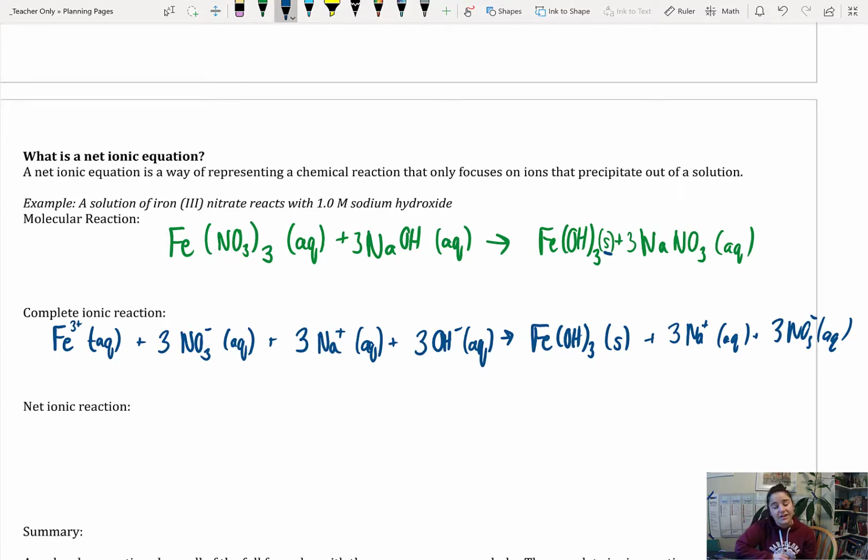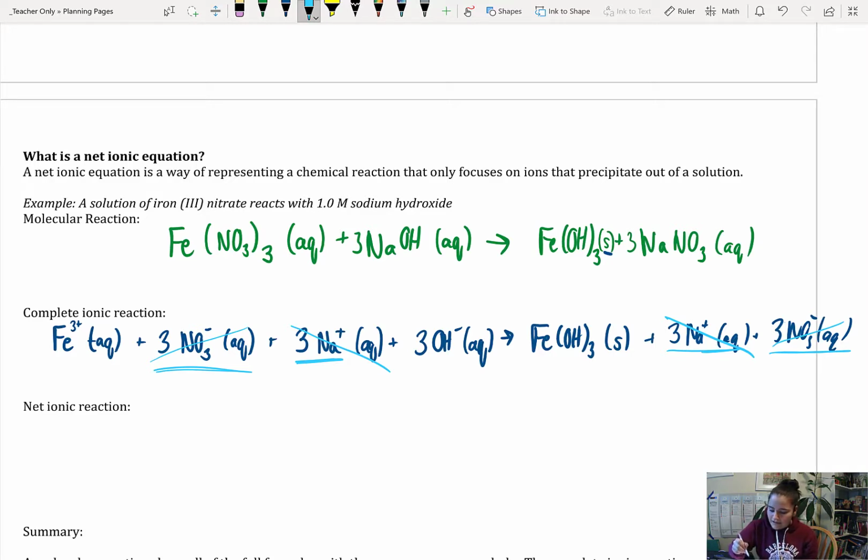Okay, that's called the complete ionic reaction. Basically, you're just taking apart the ions that do dissolve. But you guys might notice that some things are the same on both sides of the equation. We have 3 sodiums here and 3 sodiums here, so they're not involved in the reaction. Same with the nitrates. We have 3 nitrates on both sides of the reaction. So we can cancel those out.